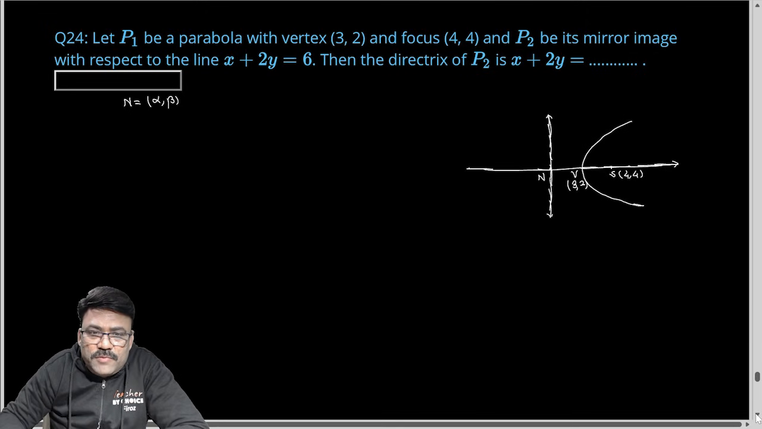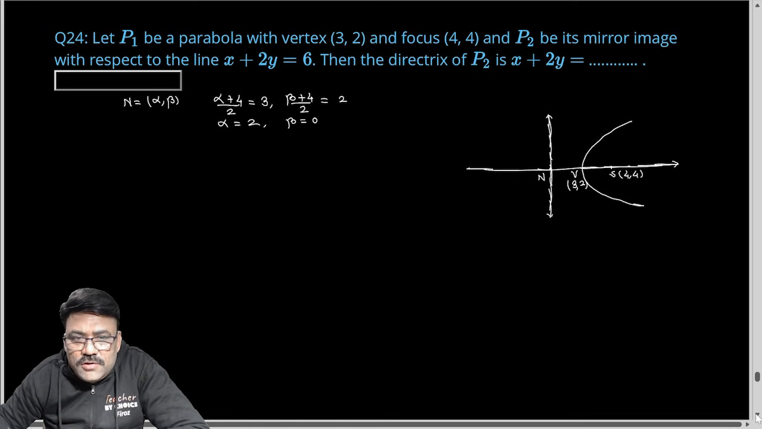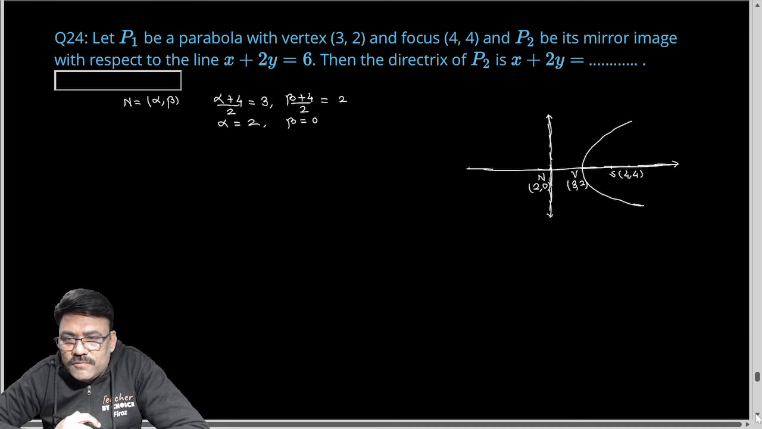So hence (alpha plus 4) by 2 is 3, and (beta plus 4) by 2 is 2. So alpha will be 6 minus 4, which is 2. Beta will be 4 minus 4, which is 0. So this endpoint is (2, 0). Check: 2 plus 4 by 2 is 3, 0 plus 4 by 2 is 2.